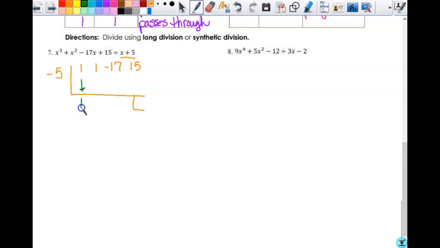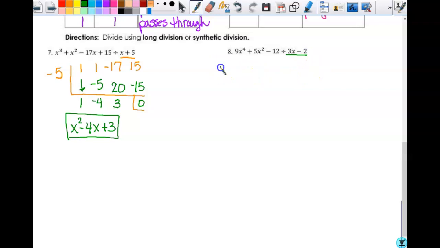So bring down my 1. That gives me a negative 5, negative 4, 20, 3, negative 15, and 0. So my answer, 3 terms, it's going to be quadratic, so I get x squared minus 4x plus 3. There's my answer.